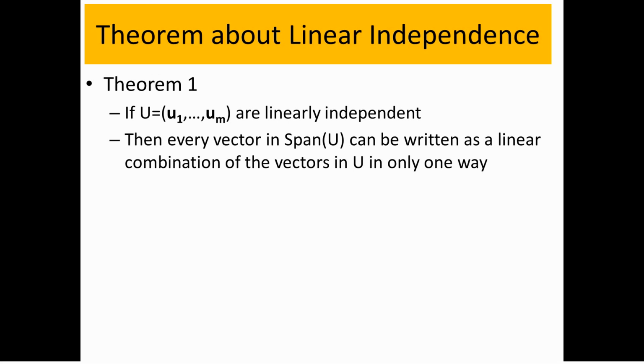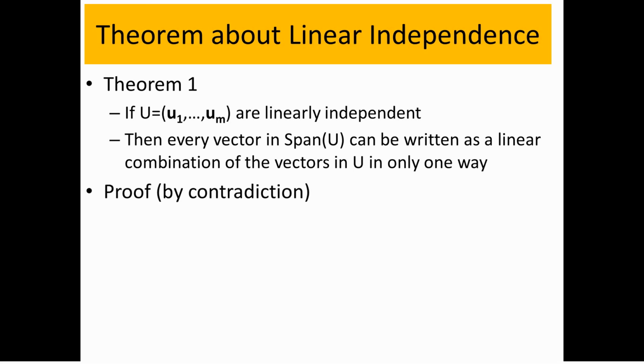Now we're going to come across some really important theorems about linear independence. The first theorem says the following. It says that if I have some ordered list U of linearly independent vectors, then every vector in the span of U can be written as a linear combination of the vectors in capital U in only one way. That's a very important result. And we're going to prove this. It's such an important result. So we're going to use contradiction.